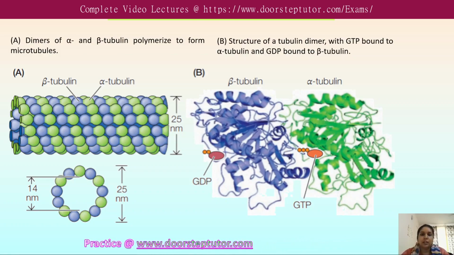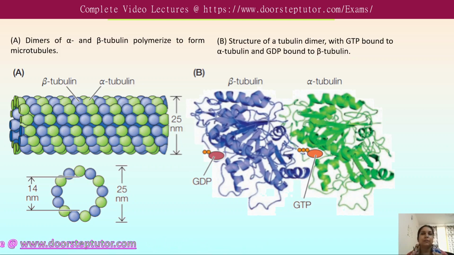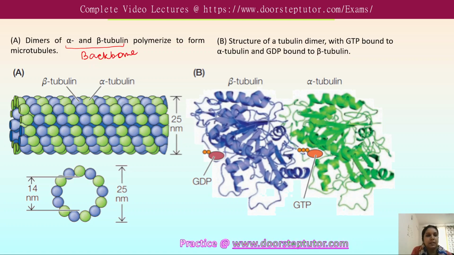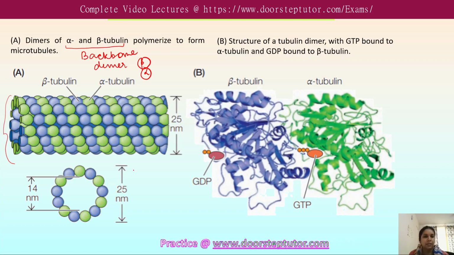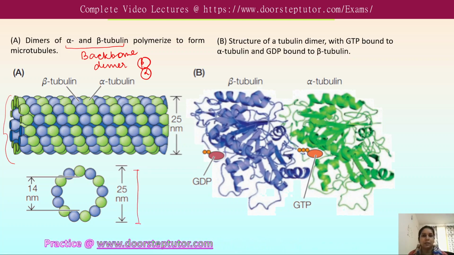So the structure of the microtubule will be clear from this beautiful diagram. As we have discussed, it is made up of alpha and beta tubulin, or we can say the backbone of the microtubule is the dimer. So the dimer of beta and alpha, in this manner, forms a sheet around a hollow core. In this way, it forms a sheet. The alpha tubulin is there and the beta tubulin, and the diameter ranges from 25 nanometers.